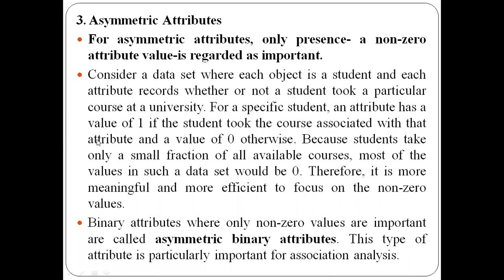If you have binary attributes where you consider only non-zero attribute values, those binary attributes are called asymmetric binary attributes. So asymmetric binary attributes are the attributes where we are more bothered about the presence, or the non-zero value. So this is about the types of attributes.